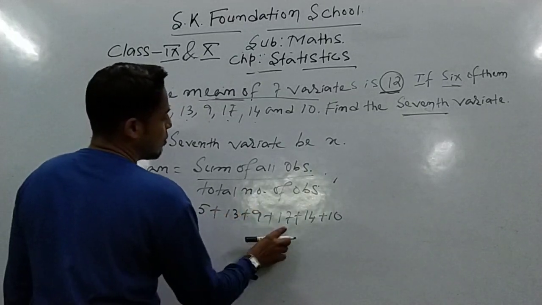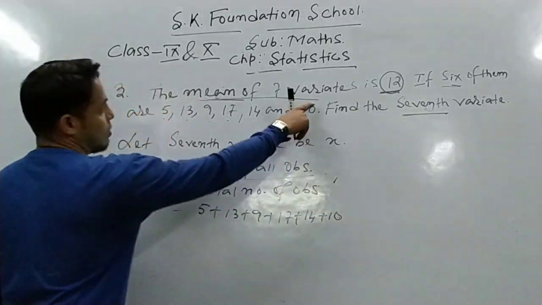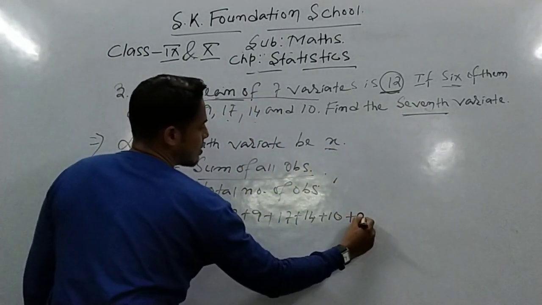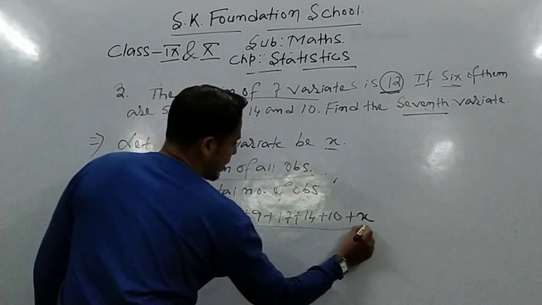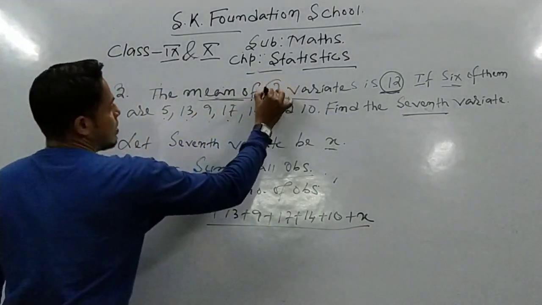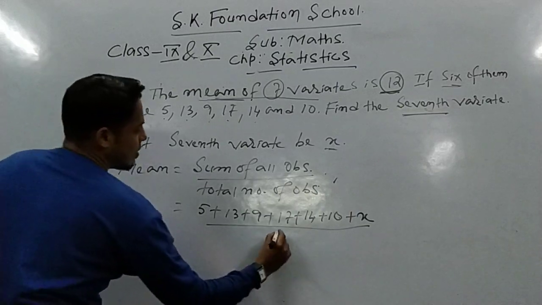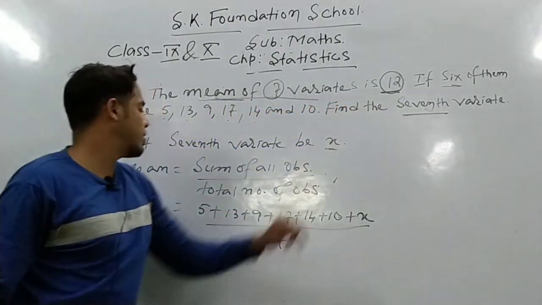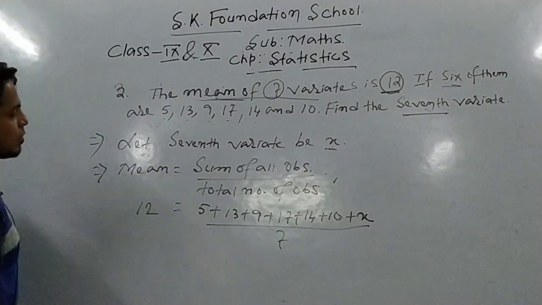1, 2, 3, 4, 5, 6. Okay, we're going to add the 7th variate, and the 7th one is x, that's why plus x. How many numbers are there? Total number is equal to 7, so 7. And one more thing, here the mean is given as 12, so in place of mean, 12.